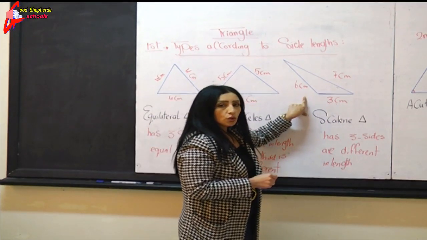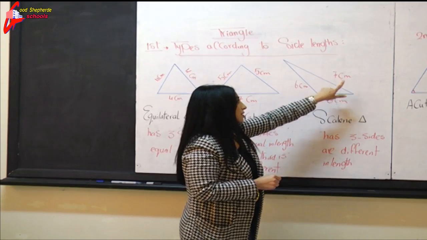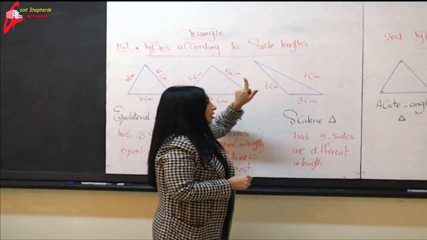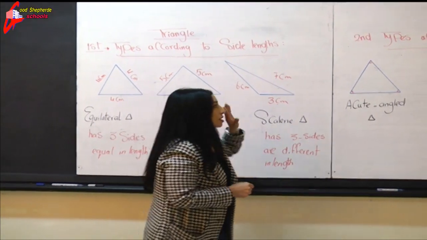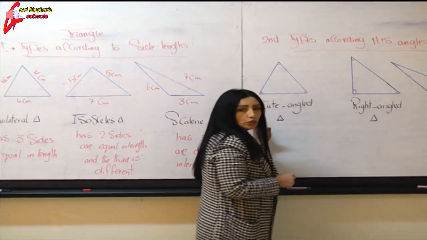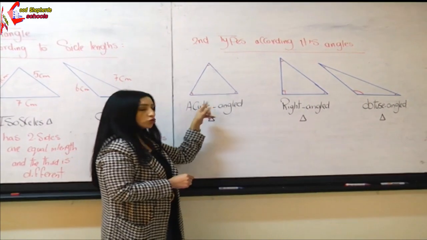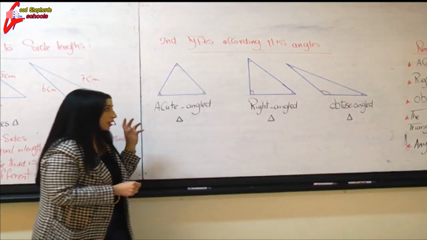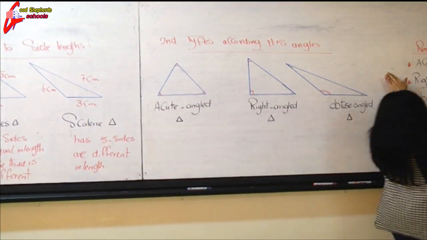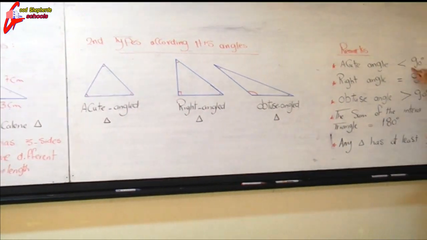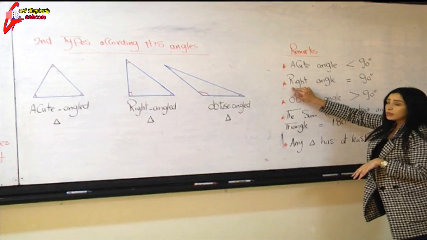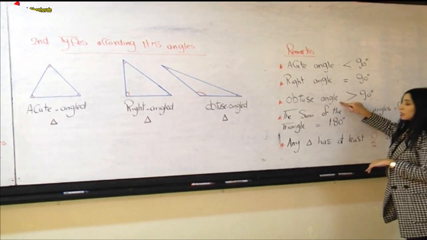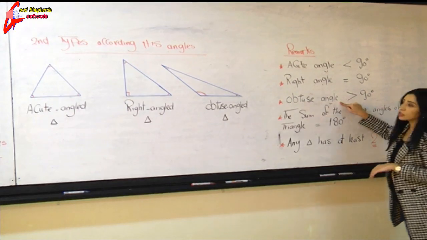The last one is called scalene triangle, with three sides different in length: 3 centimeters, 7 centimeters, and 6 centimeters. Second type, according to its angles. Let's remember at first: acute angle, any angle less than 90 degrees. Right angle, any angle equal to 90 degrees. Obtuse angle, greater than 90 degrees.